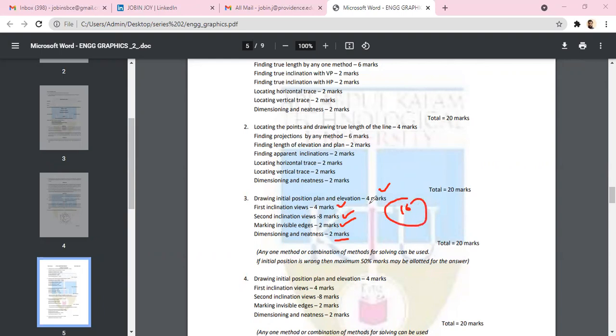Say for example, if you are not marking invisible edges correctly and also dimensioning and neatness, you will not get 4 marks. That means 20 minus 4, only you will get 16 marks, like that. Or if you have not drawn the first inclination view, second inclination view, and also dimensioning, etc., only you will get 4 marks. You will get only 4 marks. So this is very important.